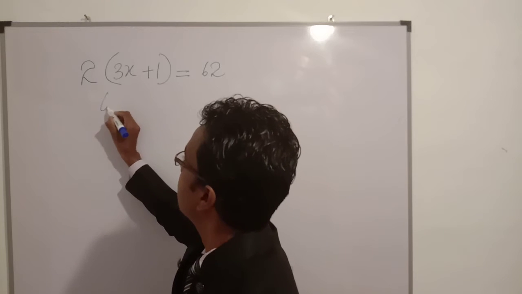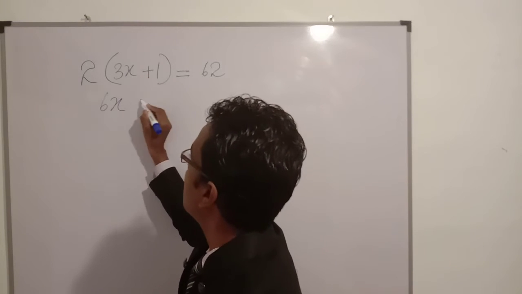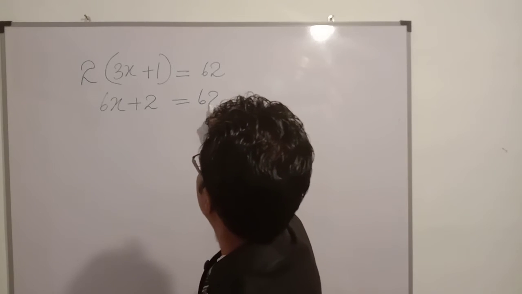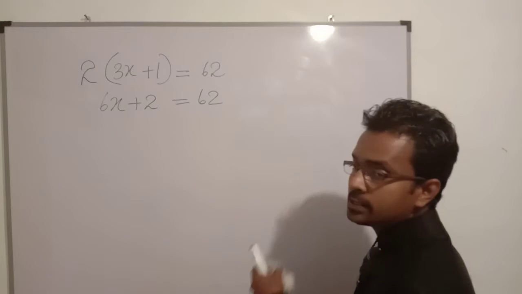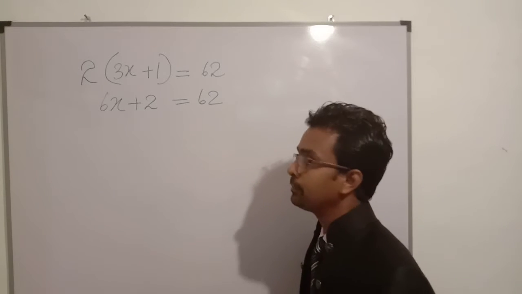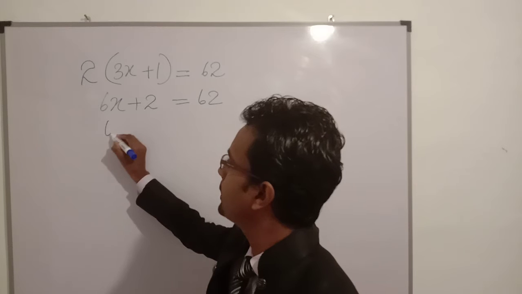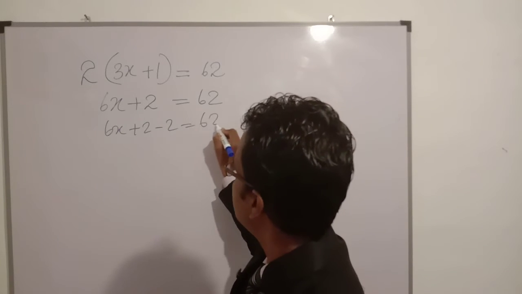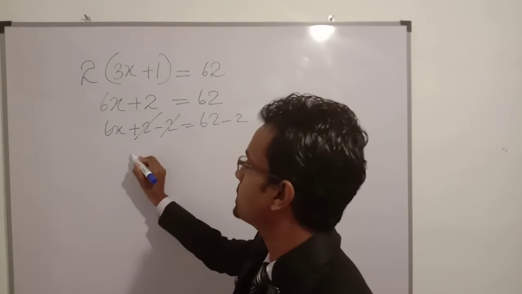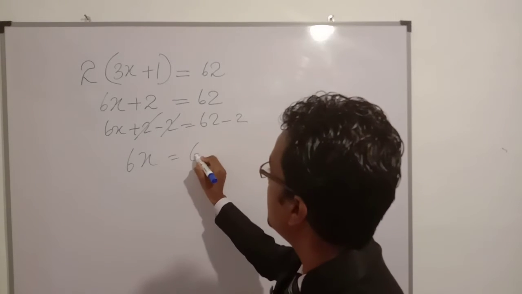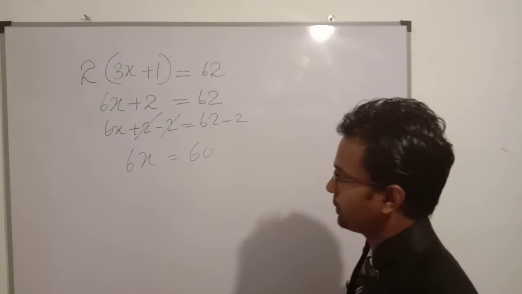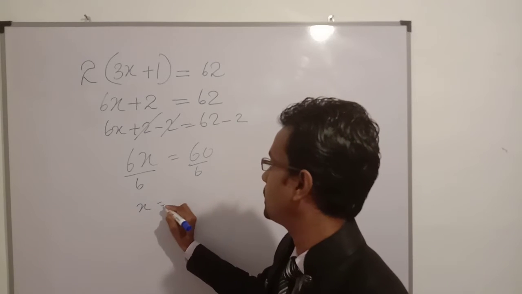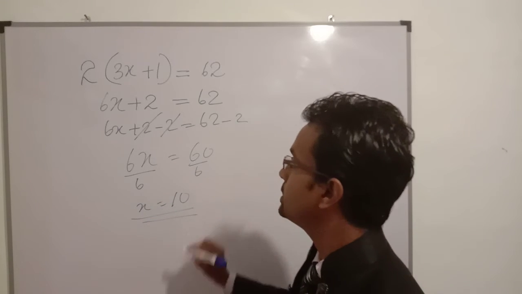2 times 3x, 6x, positive into positive, positive, 2 times 1, 2 equals 62. Right? Now this is a normal equation like earlier. Let's solve it easily. 6x plus 2, the opposite value is minus 2. 62 minus 2, and plus 2 minus 2 cancel out. 6x is equal to 60. Then let's divide both sides by 6. X is equal to 10. Okay, this is one method.